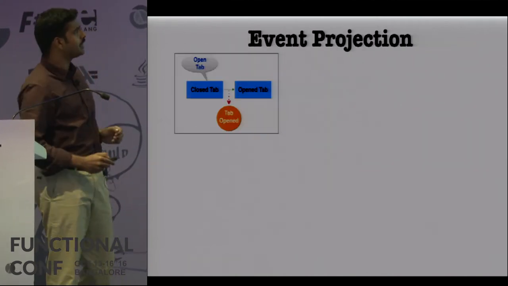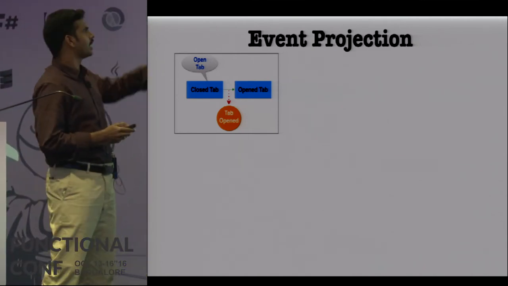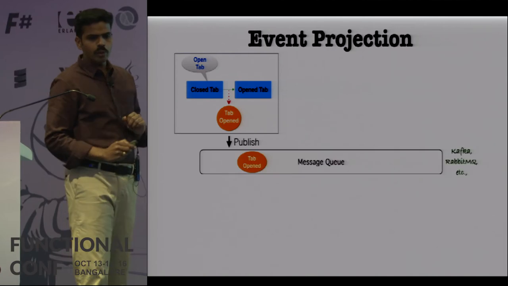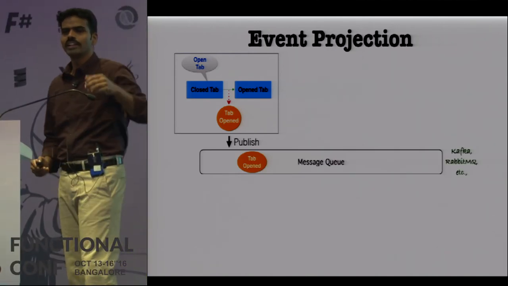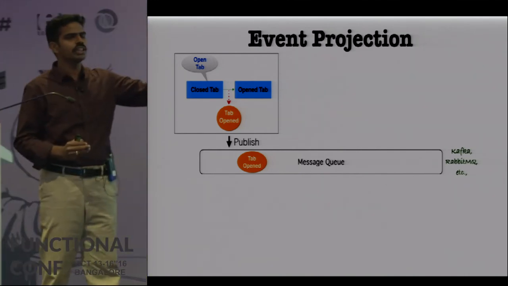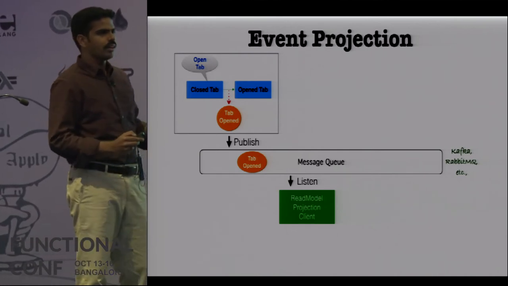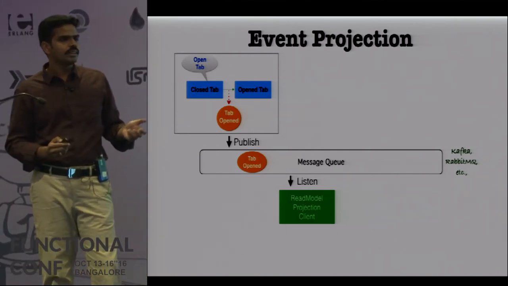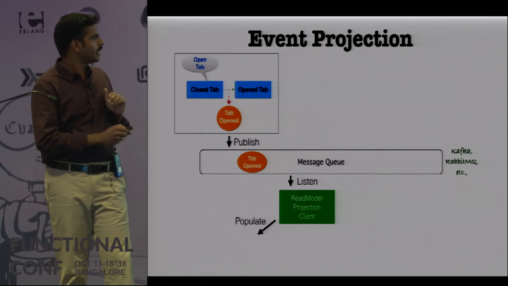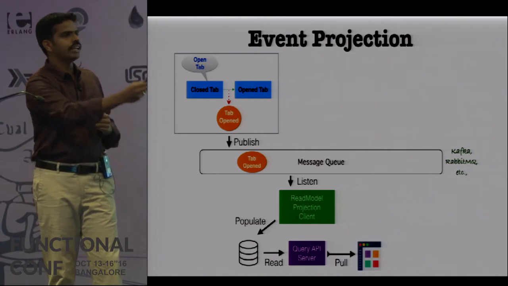So what is the benefit that we are getting out of this by separating commands and queries? We saw an example where whenever there is any state transition, events are getting emitted. So what we're going to do is publish these events to a message queue. Let it be RabbitMQ or ZeroMQ or Kafka, NServiceBus, whatever message queue you are talking about. You are just publishing that event to the message queue. Now, we are going to listen to the message queue with a client called the Read Model Projection Client. This particular component's only responsibility is to listen to the events and populate its own data store. And from this data store, we are going to create an API server and serve the data to the user.